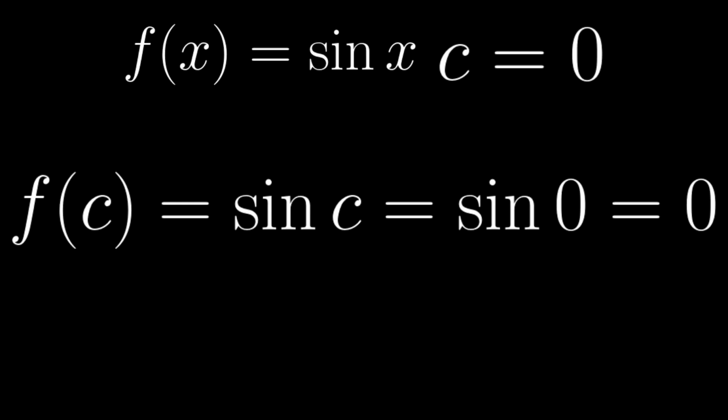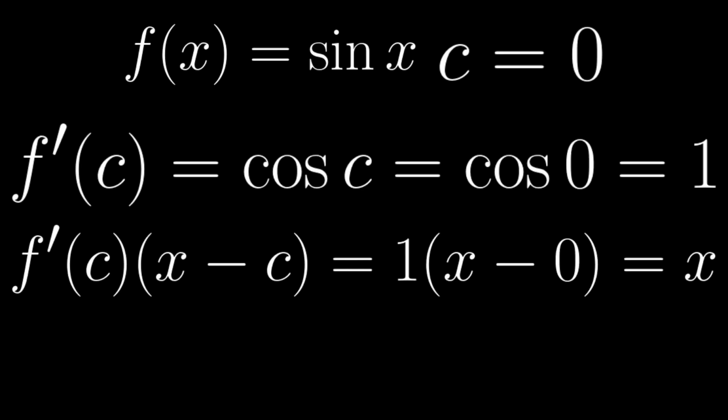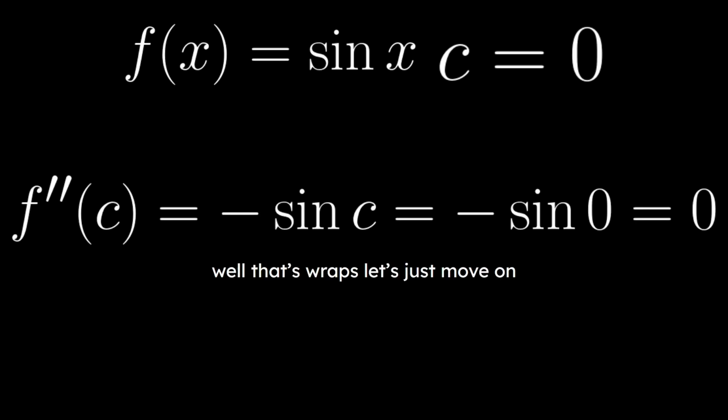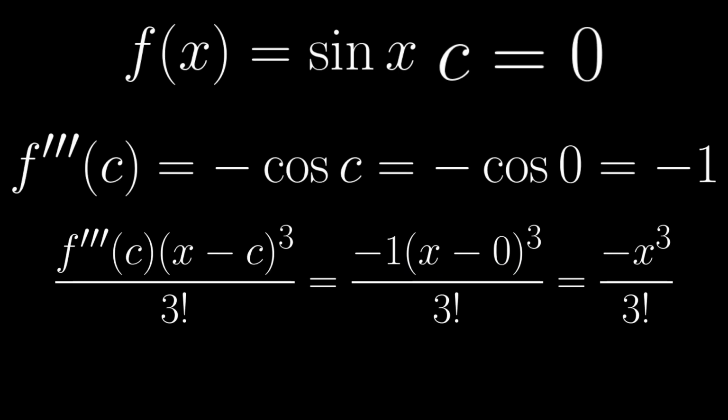Well, that's certainly not a non-zero term, so we have to move on to f prime of c times (x minus c). f prime of x is equal to the derivative of sine of x, which is equal to cosine of x. f prime of c is equal to cosine of c, which is equal to cosine of 0, which is equal to 1. f prime of c times (x minus c) is equal to 1 times (x minus 0), which is equal to x. f double prime of c is equal to negative sine of 0, which is equal to 0, so that's another term we skip. f triple prime of c is equal to negative cosine of c, which is equal to negative 1, so that's fair game.